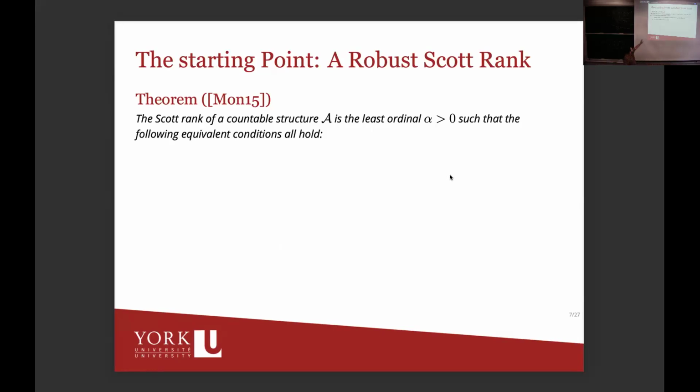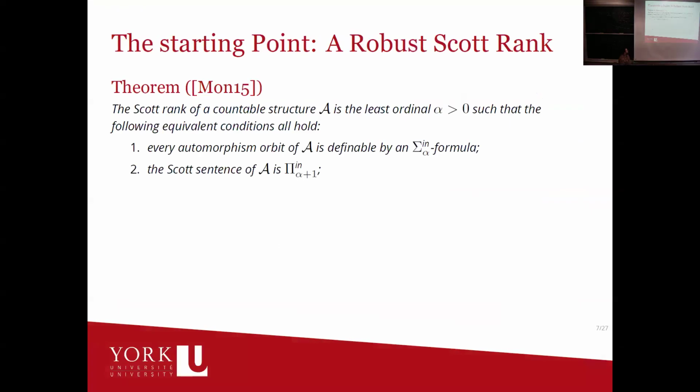Okay. So first of all, the automorphism orbit of any tuple is definable, and it's definable by a sigma alpha formula. So I can define all the automorphism orbits. If you remember what I said earlier, you should see where the analogy is going. So I can define every single automorphism orbit by a sigma alpha formula. The formula is different, but they all satisfy this complexity. The Scott sentence of A, so essentially the same thing we talked about earlier.